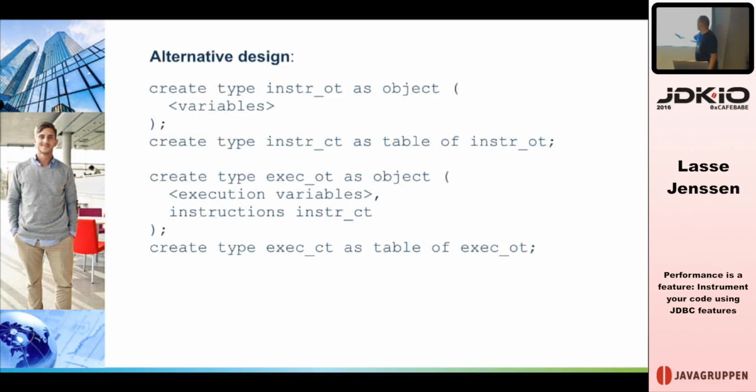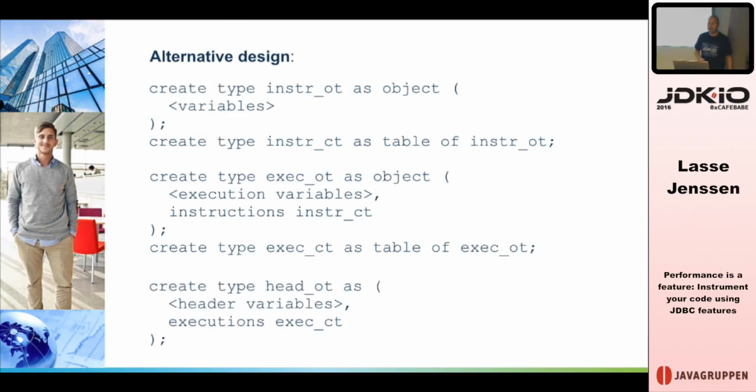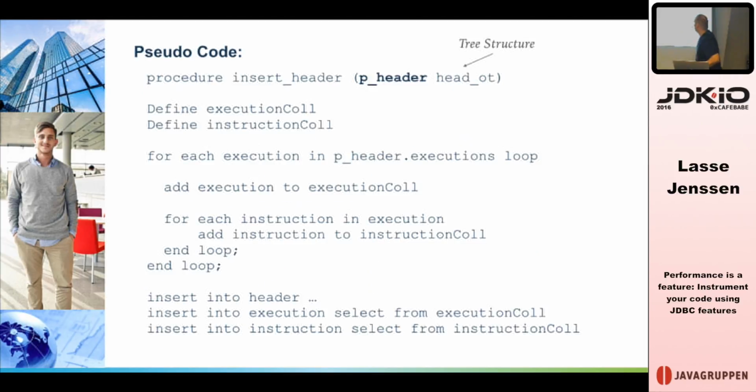And I made a collection class, or a collection of tables of execution, and in the bottom here, I made the header that had the variables tied to the header and had a collection of execution. It's just a tree, just like an XML. So my pseudocode would be something like that.